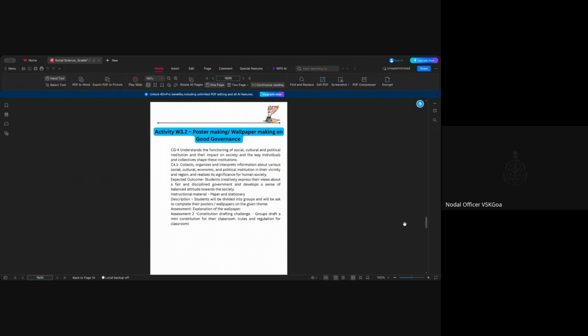Understanding about good governance: what is my view on good governance. So this is the activity for week 3. Either you can take the previous one which I had shown, divine destination, or this activity can also be taken as per the periods allotted and as per the teacher's wish.